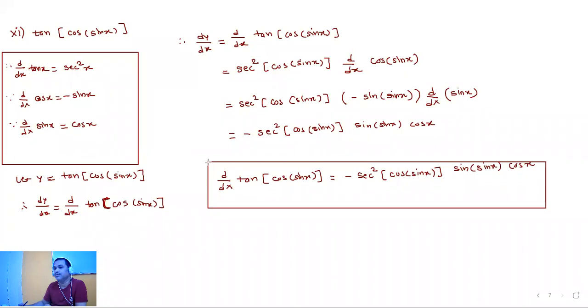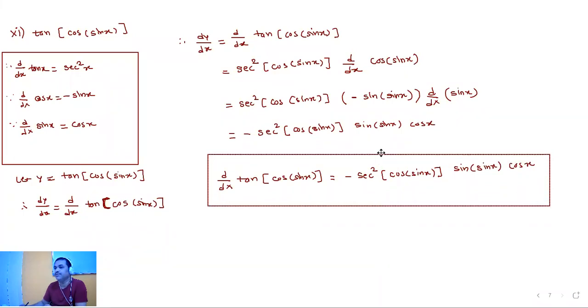So we need to write it like this. This is the final answer for this sum. I hope all steps are very clear to you. In case of any query, please write in the comment box, and I will make a separate video for it.